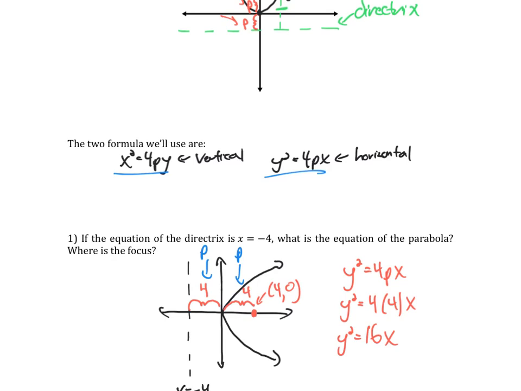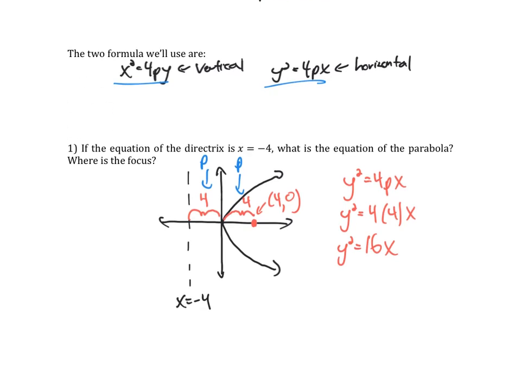So for example, if you know, like in problem 1 here, that the focus is (4, 0), you know that the directrix must be 4 away from the origin in the other direction, thus it's x equals -4, and vice versa. In this problem, they gave us the directrix. It allowed us to find the focus.